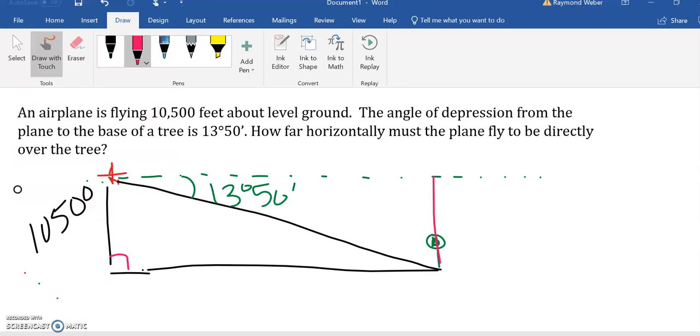We know that's a right triangle, that's a right angle, because we're hoping we're straight up from the ground. We've got a vertical line here. This angle right here, since horizons are straight, this is another right angle, which means I can figure out what this is. This is 90 minus 13 degrees, 50 minutes.